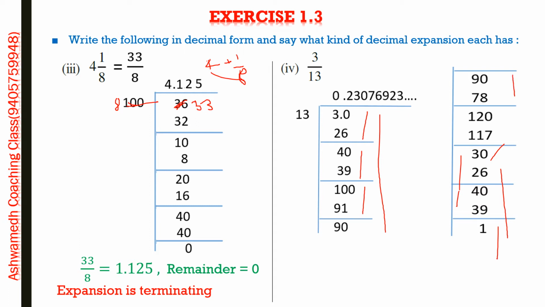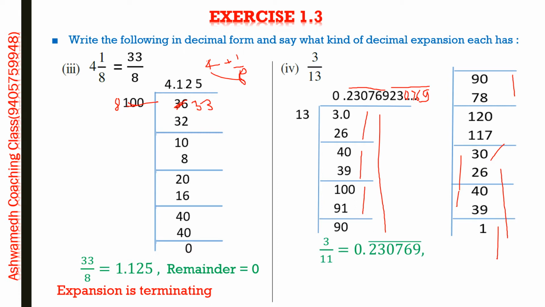So therefore 3 by 13 is 0.23076923. If you observe, this block is actually repeating. After 2 3 we again get 0, then 7, then 6, then 9 again. This block is repeating again and again in the expansion.